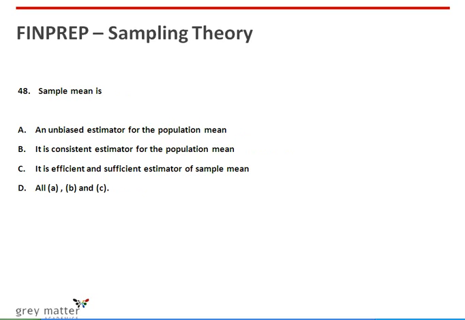48th question. Sample mean is an unbiased estimator for the population mean. It is a consistent estimator for the population mean. It is an efficient and sufficient estimator of the population mean. So all the three, A, B, C options. So it is D option, which says all A, B and C. So that is given as the D option, all A, B and C. All the three are applicable. This is as per the properties of sample mean.